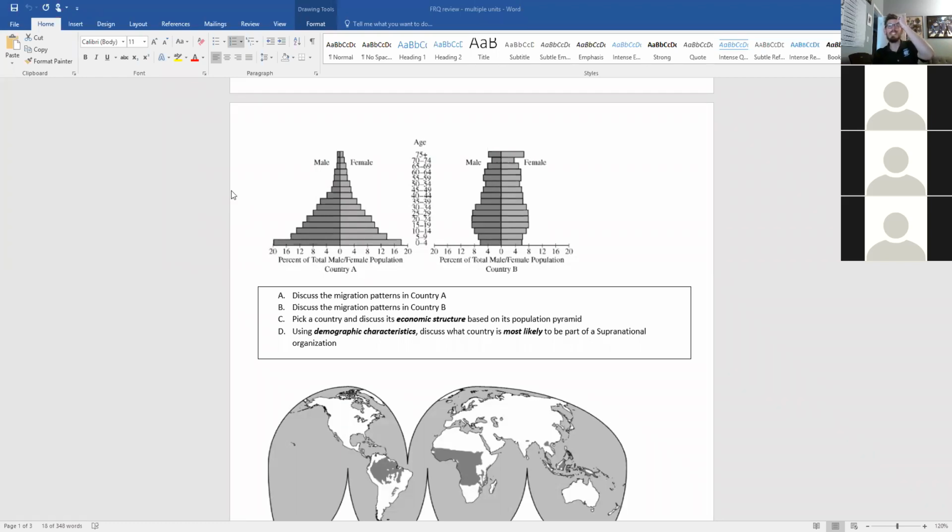So as I said in this FRQ with the population pyramids, right away, you should be able to identify country A as a developing country and country B as a more developed country. And then you have to go back to your migration patterns in those countries, right? So what is the migration pattern in the developing world? Well, that's rural to urban, because as they are developing, they're moving out of agriculture and they're moving to a more industrialized lifestyle. So people are moving to cities, rural to urban.